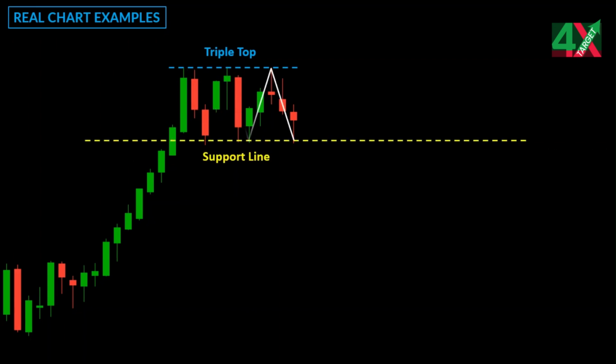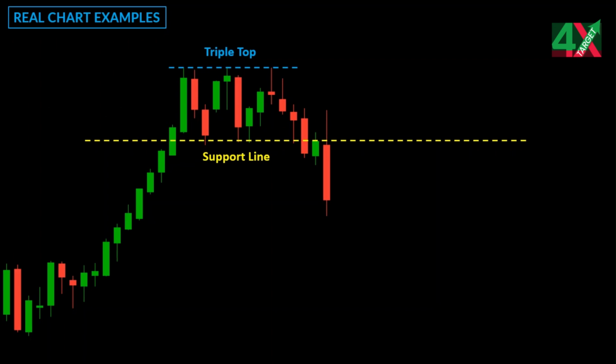In the next example, the market is in a clear uptrend but begins to struggle at the top, forming a triple top. The three peaks signal repeated failure to break higher, showing growing bearish pressure. Eventually, price breaks below the support line, confirming the pattern.